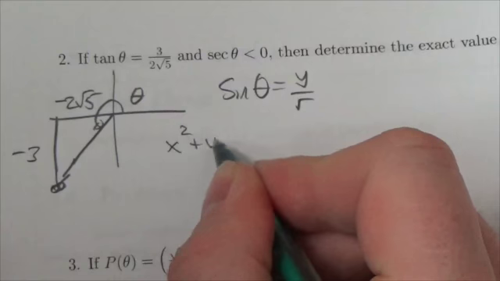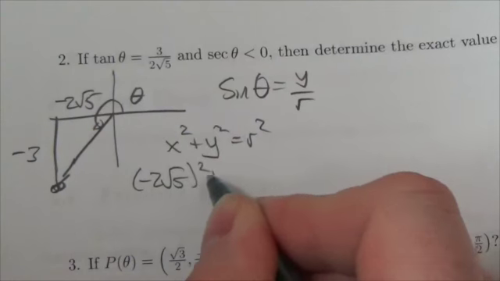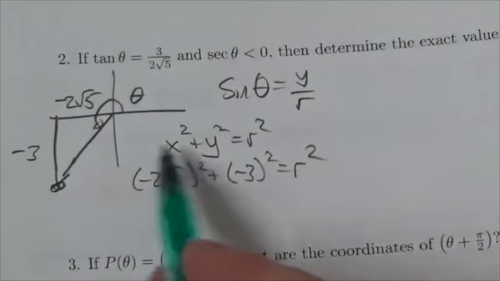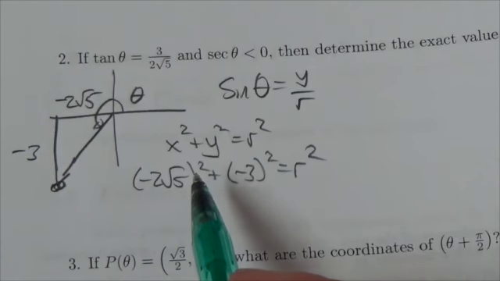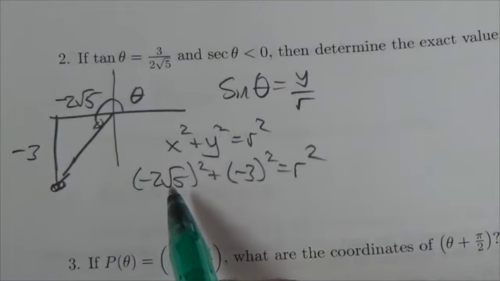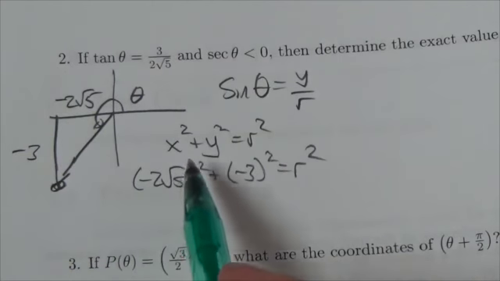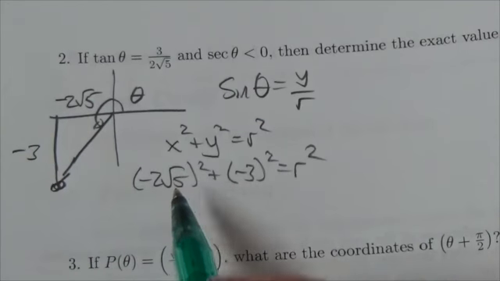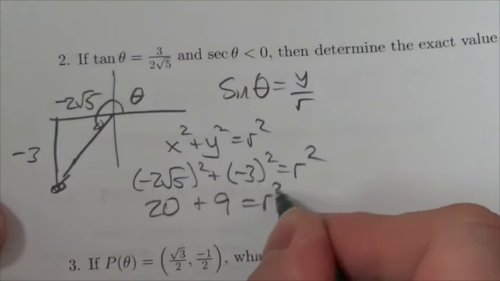We know that x squared plus y squared is equal to r squared. So that's going to be negative 2 root 5 squared plus negative 3 squared equals r squared. Okay, now this one right here, it is very tempting to do this one incorrectly. It's very tempting to focus on squaring the root 5. And we know that squaring root 5 will get us just 5. And then it's tempting to go 5 times 2 is 10. But you got to square the 2 as well. In fact, you got to square the negative 2. So negative 2 squared is 4 times 5, this is actually 20. Negative 3 squared is 9, equals r squared.